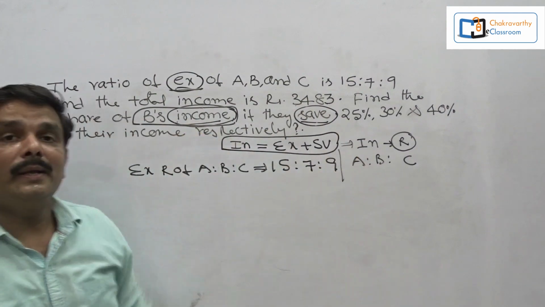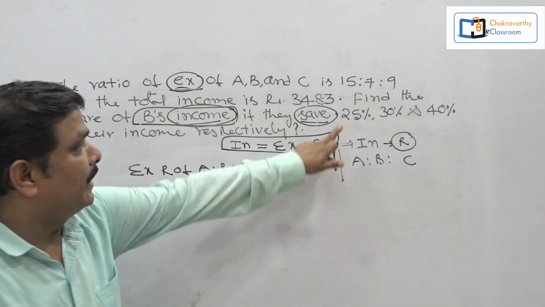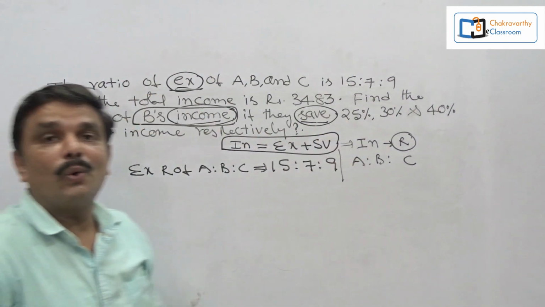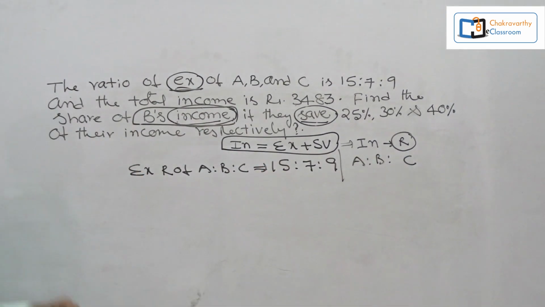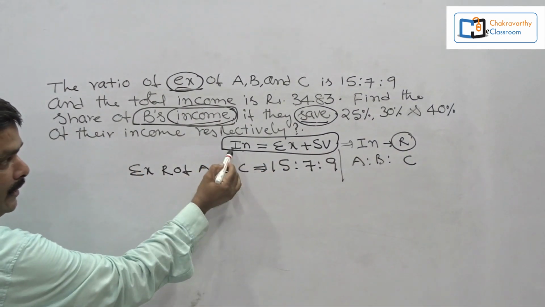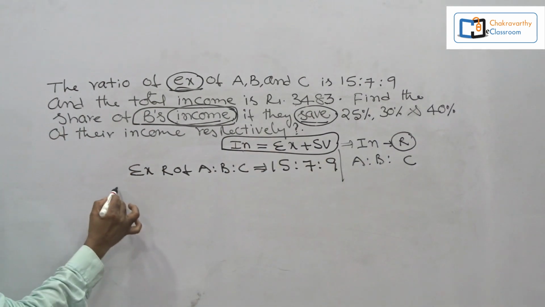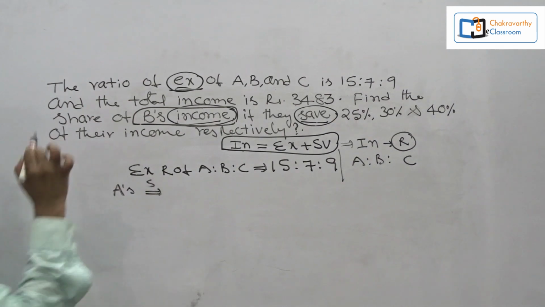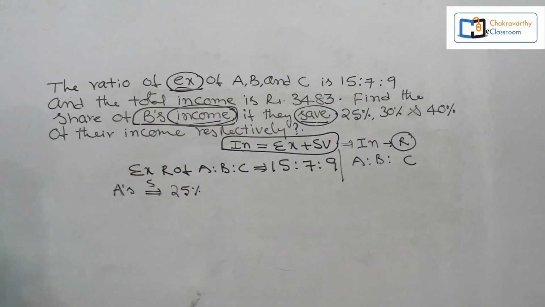How to find out the income ratio of A, B and C? Simple one, you see. I use first the savings of A to find out the income ratio of A with the help of the expenditure ratio. How is this one? Now you see, you know this one. Income is equal to expenditure plus saving. Now you see, A's saving, I am taking the saving term here. A's saving is 25%.